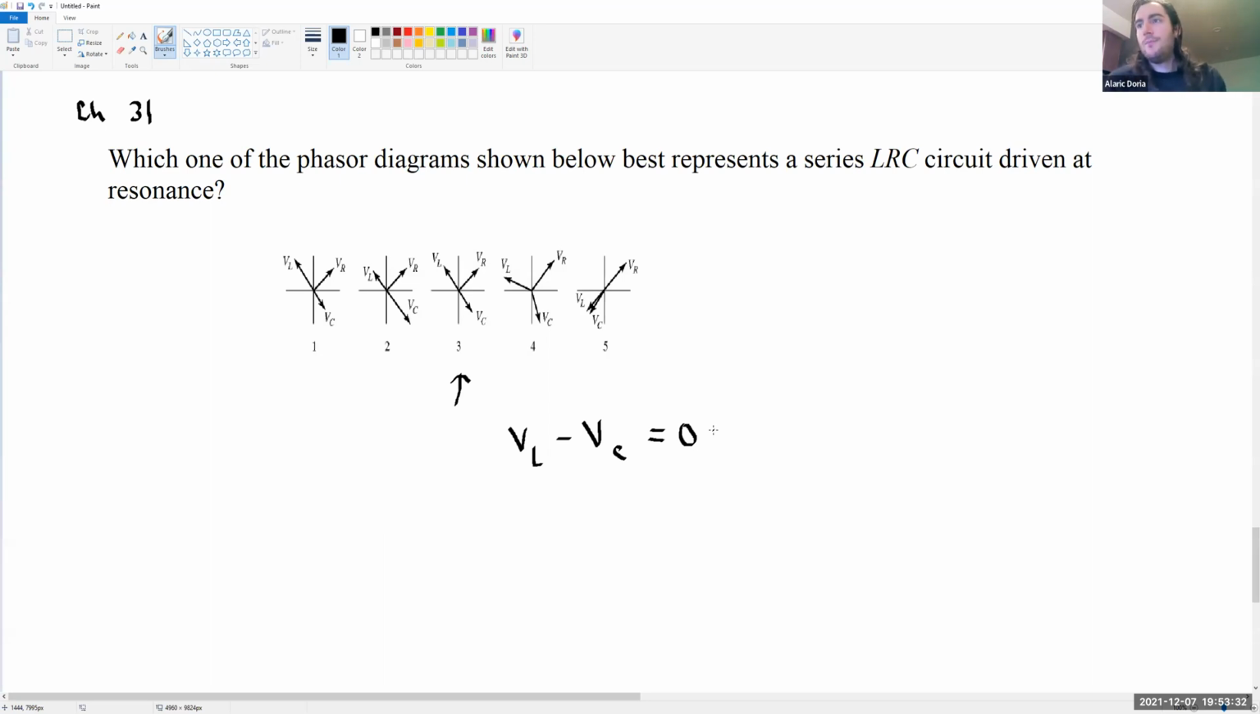But we need VL minus VC to be 0, and we need them to be 180 degrees out of phase, so that when we add them as complex numbers, we get 0. Okay, so that will give us resonance there. There's probably some other ways to think about why that diagram is in resonance, but that's what I would think about. So we'll go ahead and get ready for calculation type problems now.